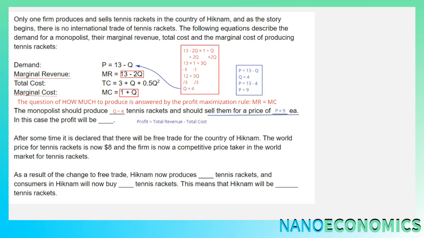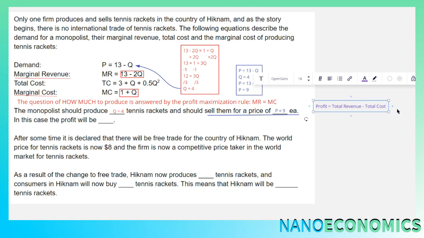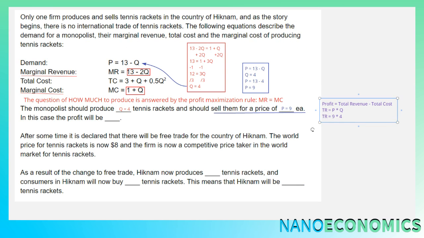So profit is total revenue minus total cost. Total revenue is price times quantity. So total revenue in this case is 9 times 4. $36 in total revenue.